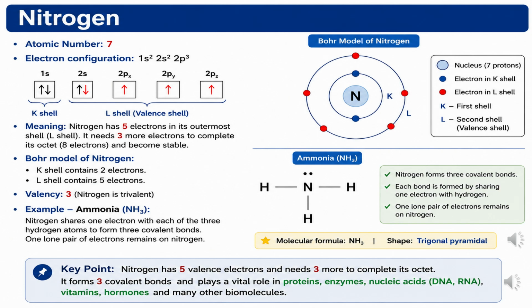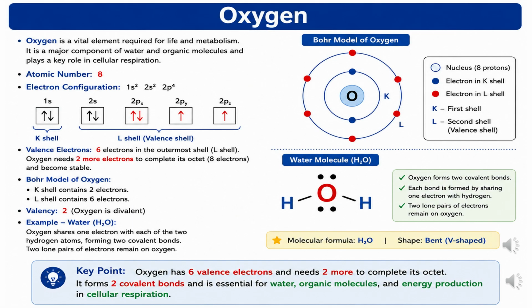Nitrogen is an essential component of amino acids, proteins, enzymes, DNA, RNA, ATP, vitamins, and many hormones. Therefore, nitrogen plays a crucial role in protein synthesis, genetic information storage, metabolism, growth, tissue repair, and the normal functioning of every living cell. Now, let's learn about oxygen, one of the most important elements required for life and metabolism.